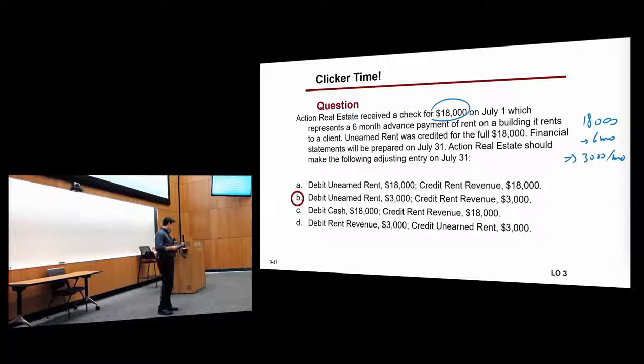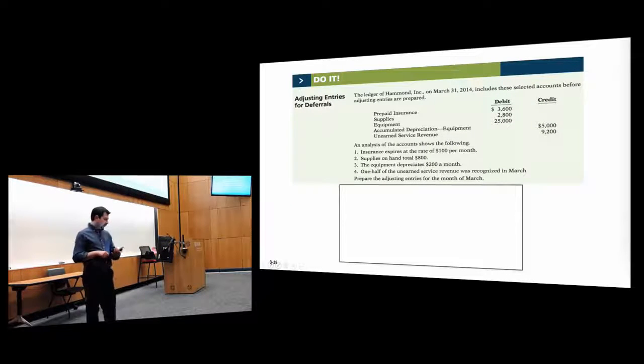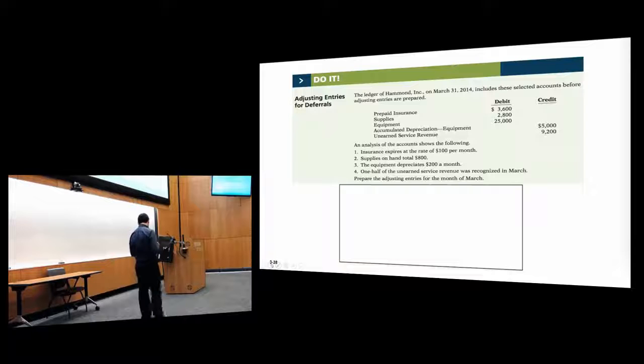So the ledger of Hammond Inc. on March 31st includes these selected accounts before adjusting entries are prepared. So that's the trial balance. It's not the complete trial balance, those are just the balances for certain accounts. Now, an analysis of the accounts shows the following. Insurance expires at the rate of $100 per month. We need to prepare the adjusting entry for each one of them.